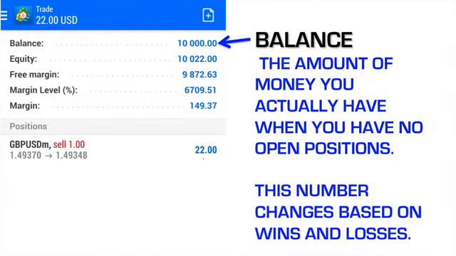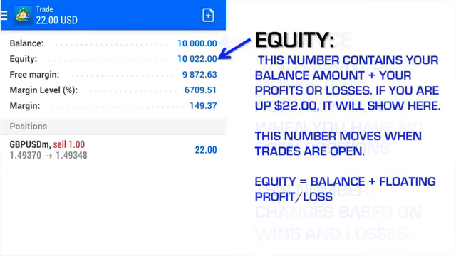So if you get to your trading window and it looks like this, this is basically where you would go to look at orders after you've placed them. You see the very top one, it says balance. Balance is basically the amount of money that you actually have when you have no open positions. This is what you have when you put your initial deposit in. It's going to show that in the balance. This number changes based on your wins and your losses.